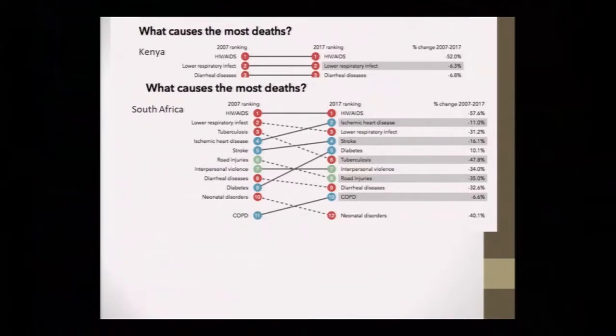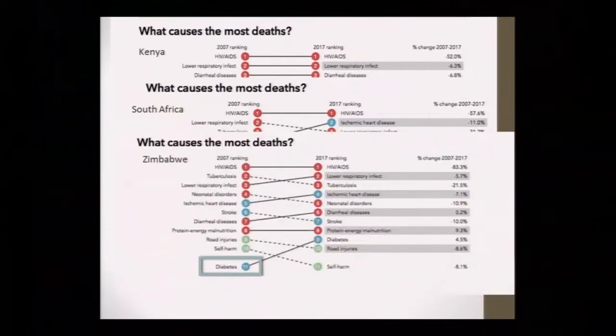South Africa as well. You see diabetes, and you even see COPD down here, strokes, ischemic heart disease, all those risk factors for vascular disease. And then diabetes moved up to number 5. And then Zimbabwe as well, number 11 up to number 9. So these were the main ones.